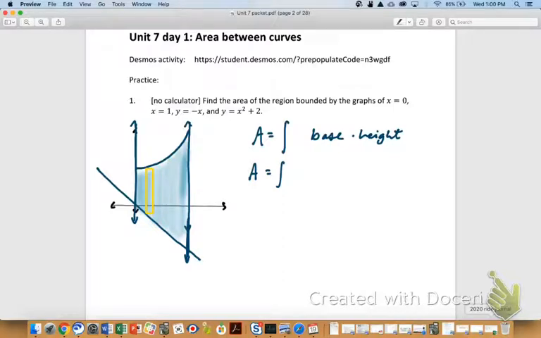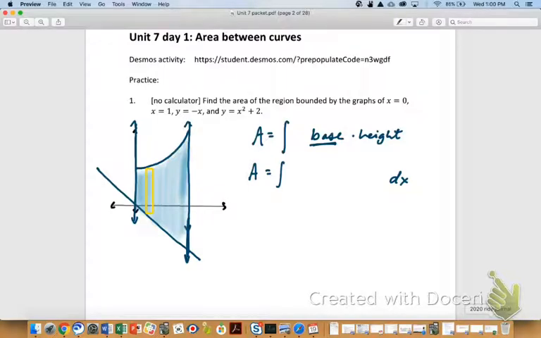Here's how we do that. I'm going to say the base length, I'm just going to call it dx. Dx representing a really super tiny little change in x. And that is my base length. And then my height, and this is really the key thing, it's the distance between the two functions. And how do you find the distance between two things? You subtract high minus low.